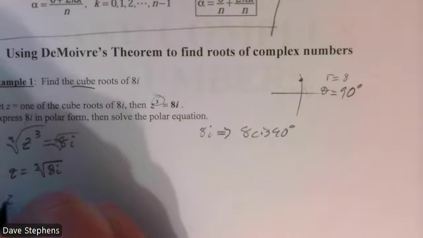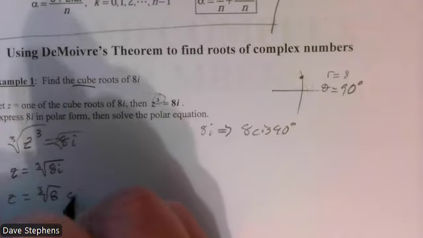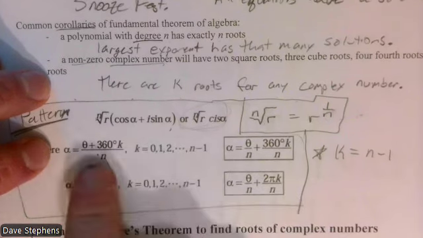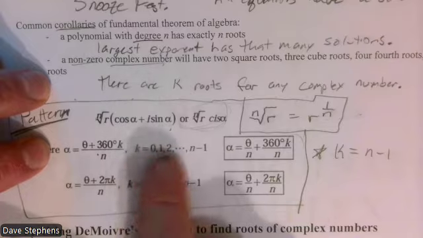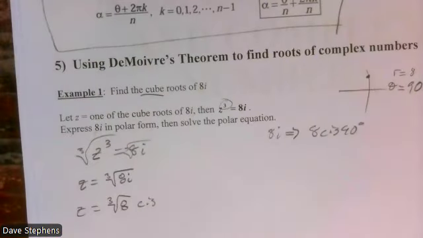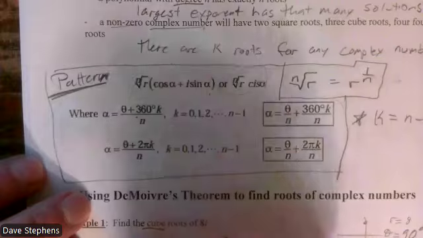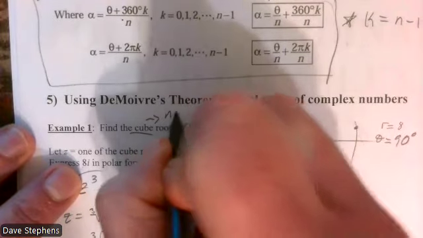So that means that z is equal to the cube root of 8 CIS alpha. But alpha is going to go into a pattern. We've got to do k equals 0, k equals 1, k equals 2, all the way to n minus 1. And here, our n value is 3. So we've got to go all the way to 2. So 0, 1, and 2, which would be 3 roots, and we're looking for a cube root. That cube just tells us that n is equal to 3 in all of this.